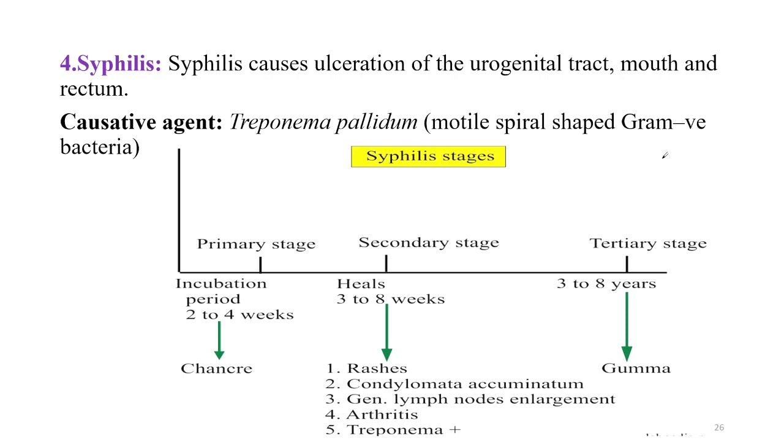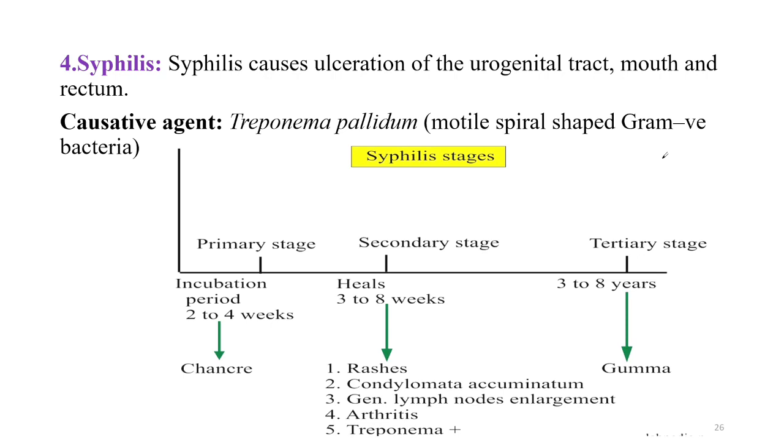Now come to the disease syphilis. Syphilis causes ulceration of the urogenital tract, mouth and rectum. The causative agent is Treponema pallidum. It is a motile, spiral-shaped gram-negative bacteria. There are 3 stages of syphilis: primary stage, secondary stage, and tertiary stage.